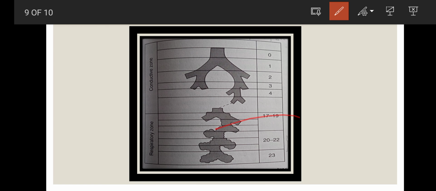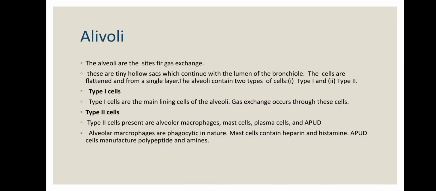Alveoli are the site for gaseous exchange. The main site of gaseous exchange is the alveoli. These are tiny hollow sacs, hollow sacs for gaseous exchange. These tiny hollow sacs continue with the lumen of the bronchioles.